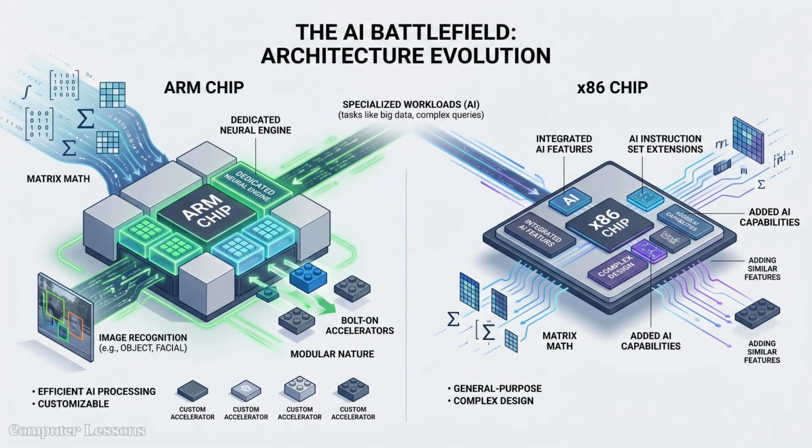Specialized workloads like artificial intelligence are creating a new battlefield for these architectures. Modern ARM chips often include dedicated neural engines to handle matrix math. While x86 chips are adding similar features, the modular nature of ARM makes it easier for designers to bolt on specialized accelerators for specific tasks like image recognition.